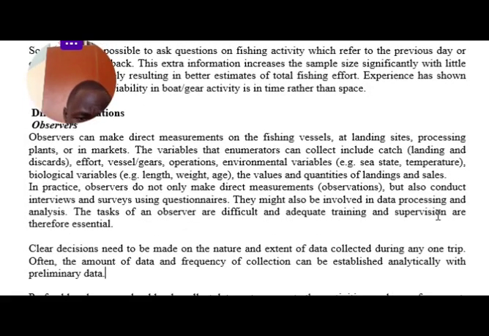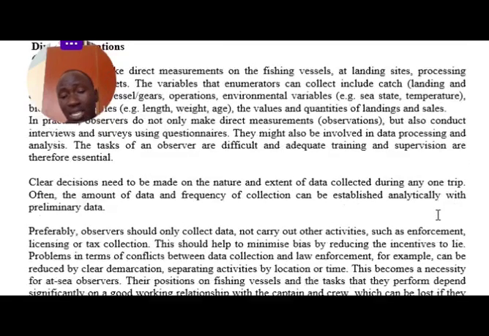Then you have what we call direct observation. With direct observation, I talked about direct measurement of the fishing vessels at the landing sites. It involves a person going directly to the field and obtaining data concerning given variables that can be collected, including the amount of fish catch, figures, details, and also length, width, weight, and age.